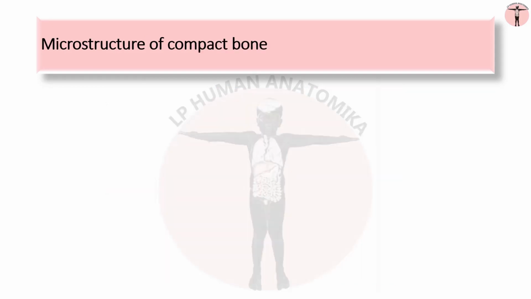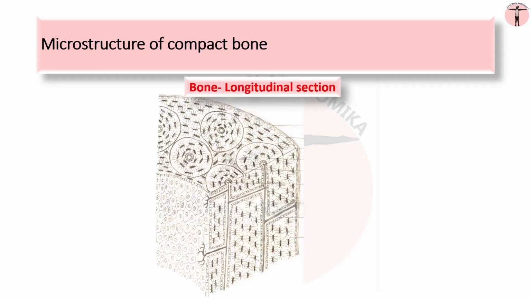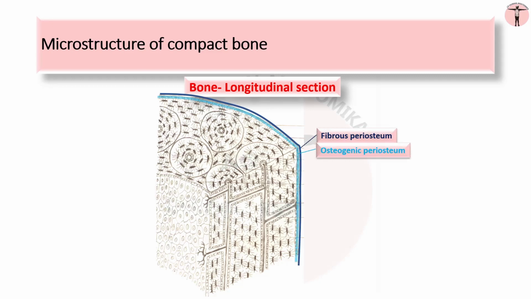Until now, we discussed the features of transverse section. Now let us see what are the features observed in longitudinal section of compact bone. In the longitudinal section of bone, the specific features observed are: bone is covered by periosteum and is lined by endosteum. Two layers of periosteum, outer fibrous and inner osteogenic layers, cover the whole surface of the bone. Marrow cavity is lined by endosteum.